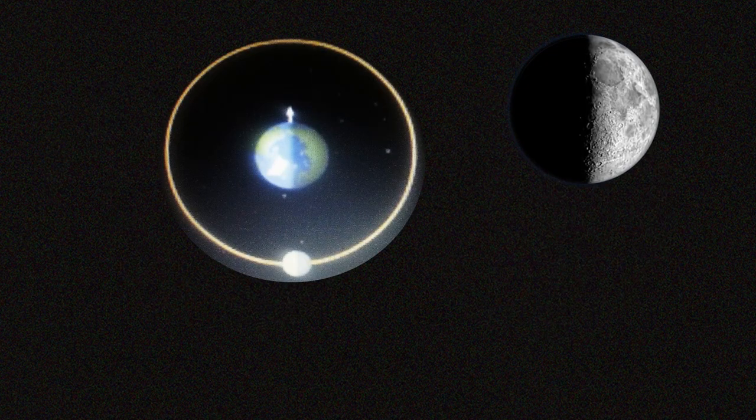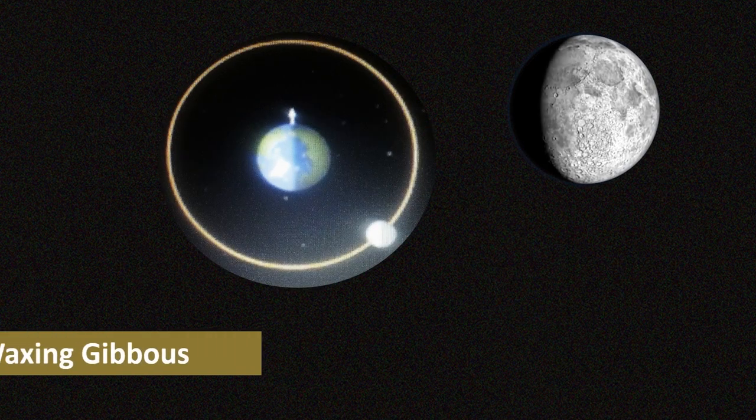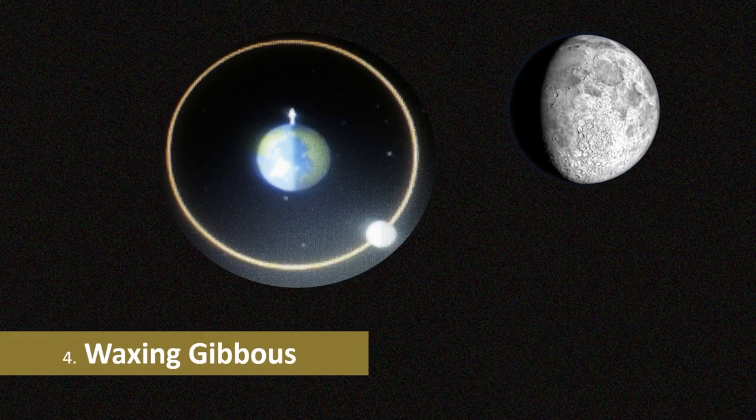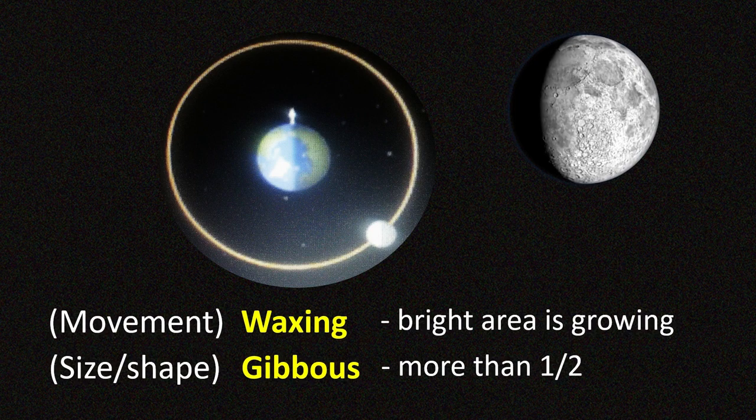From the first quarter phase, the moon then moves to its next position around the Earth. This is the waxing gibbous phase. Waxing because the bright area of the moon is still continuously growing, and gibbous, we will use the term gibbous once the bright area of the moon is more than half of the moon's surface facing us.